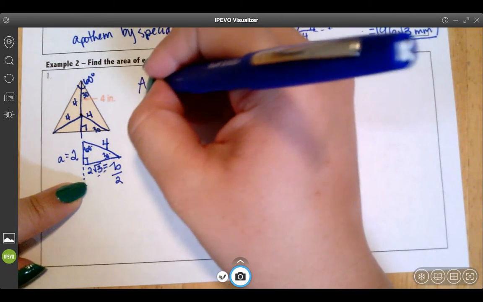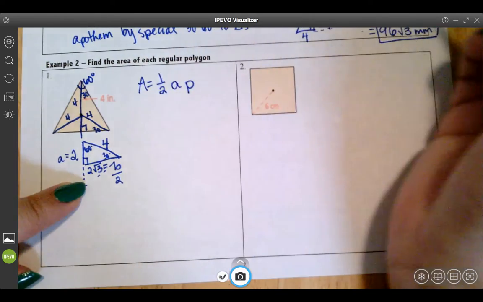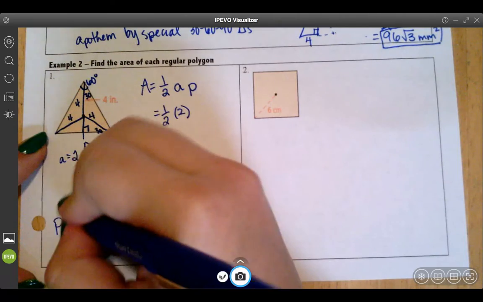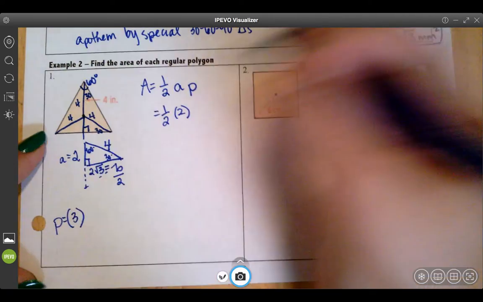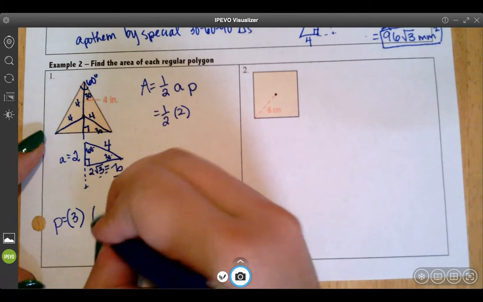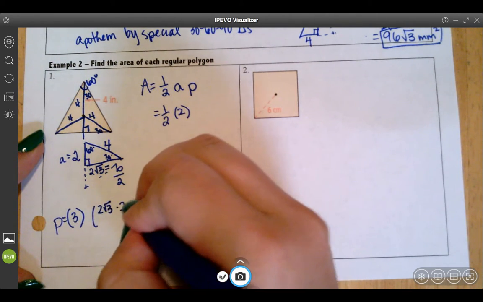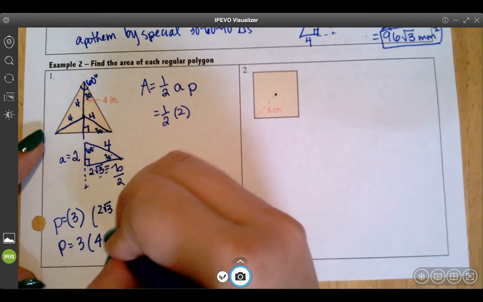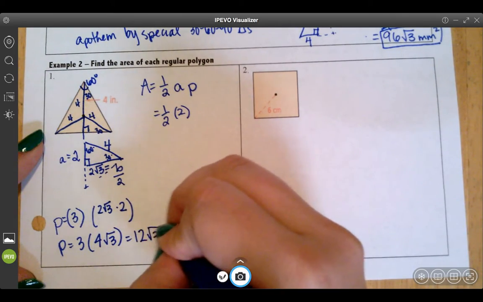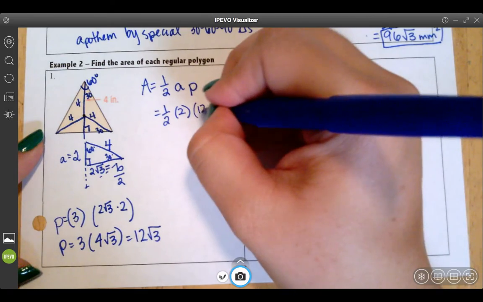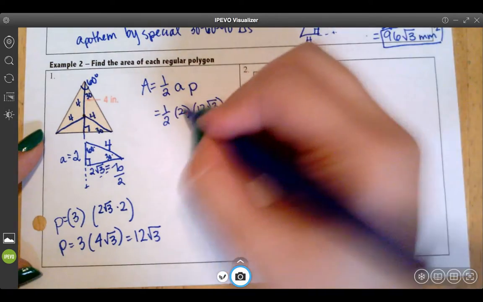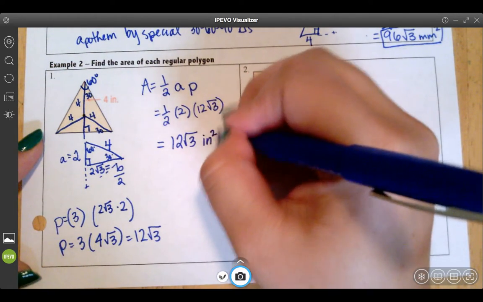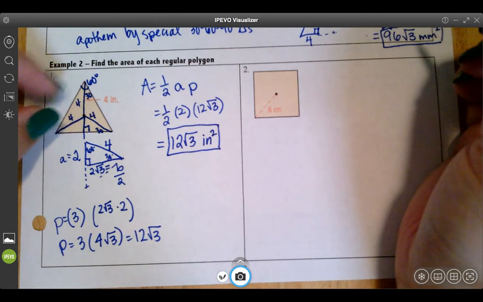So area equals 1/2 AP equals 1/2. Apothem is 2. To find the perimeter, I have 3 sides of the triangle. Each base is 2 root 3 times 2. So the perimeter is 3 times 4 root 3, which is 12 square root of 3. 1/2 times 2 is 1, so our area is 12 times the square root of 3 square inches, with only the radius given.